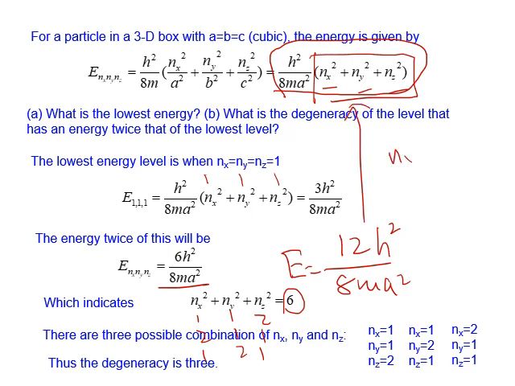That means nx squared plus ny squared plus nz squared equals 12. So what's the possibility? This can only give you one possibility: 2, 2, 2. All right, 2 squared plus 2 squared plus 2 squared gives you 12, and this is the only possibility. So that means the degeneracy is 1, because you only have one state, where nx, ny, and nz are all 2. The energy equation is 12h squared divided by 8ma squared.